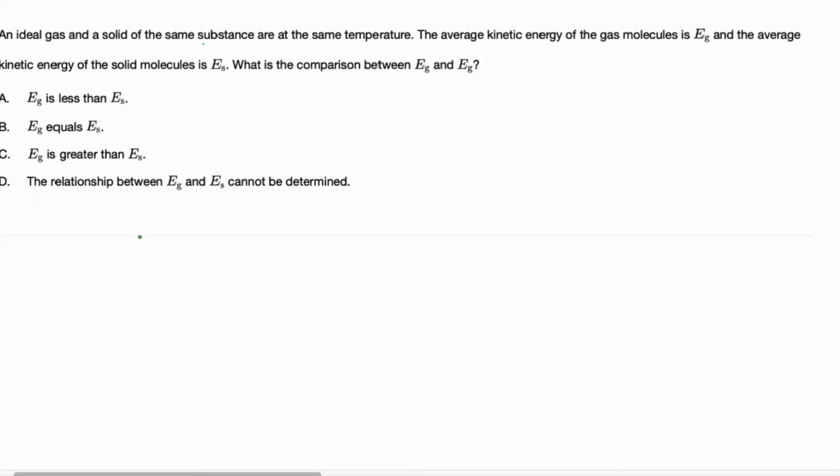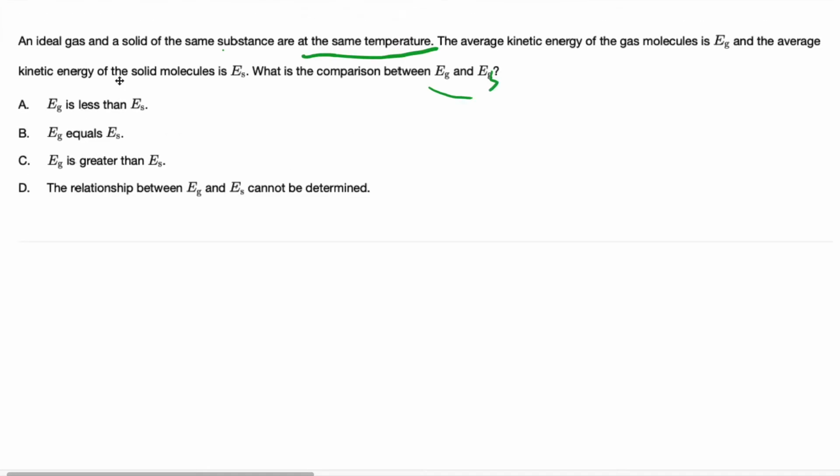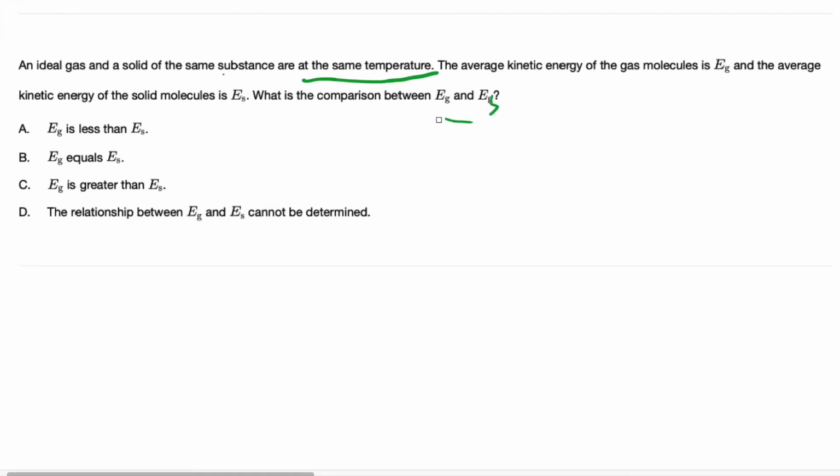An ideal gas and a solid of the same substance are at the same temperature. The average kinetic energy of a gas molecule is E sub G, and the average kinetic energy of a solid molecule is E sub S. What is the comparison between E sub G and E sub S? I think here should be E sub S, right? So you need to compare their kinetic energy. And how do we do this problem?